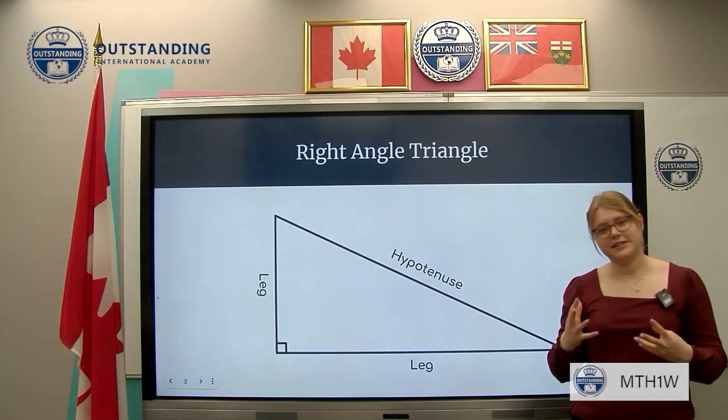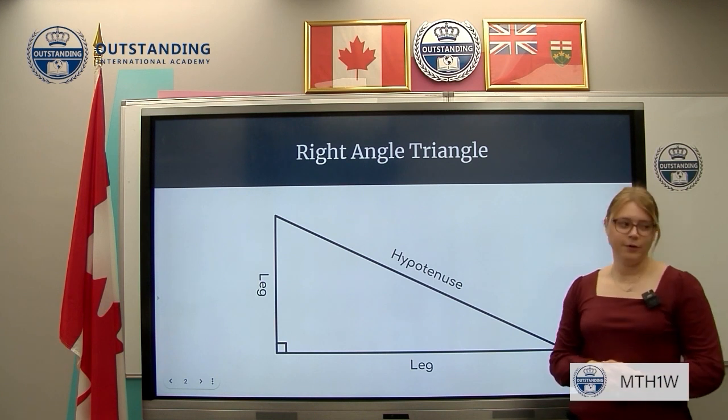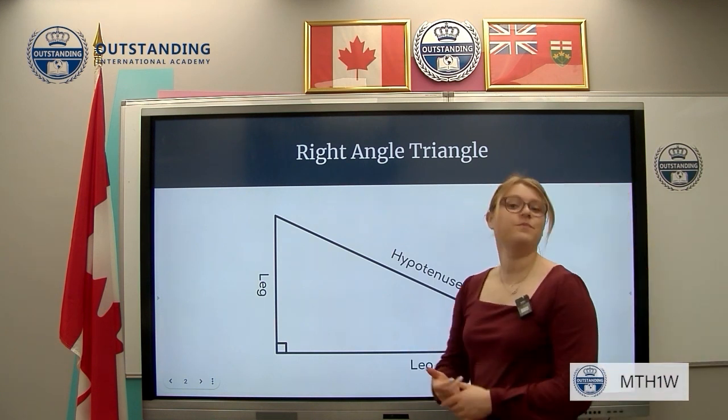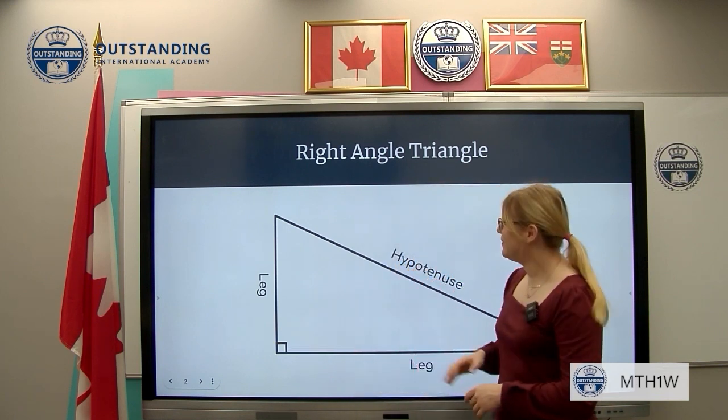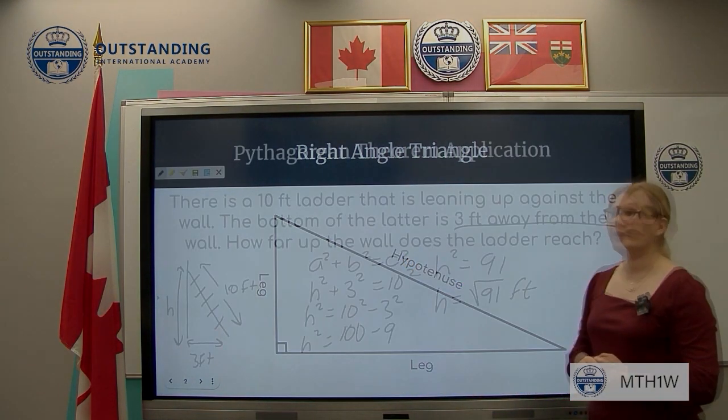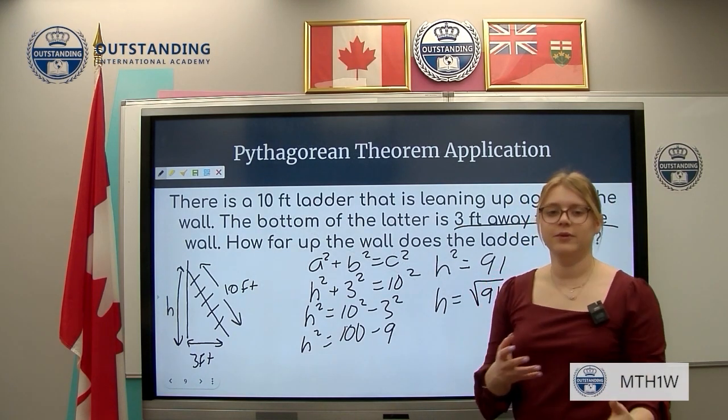Let's bring it back a step to talk about a right angle triangle. A right angle triangle is a triangle with a right angle. A right angle is a 90-degree angle that is opposite of the hypotenuse. So once again, we can see we just have to be comfortable with rearranging our formula.